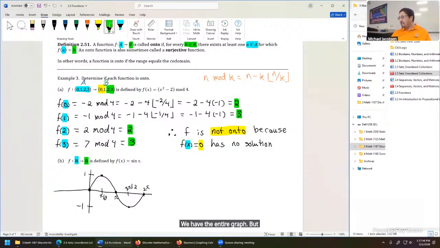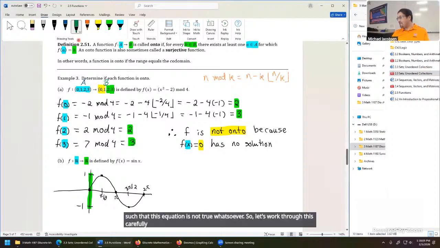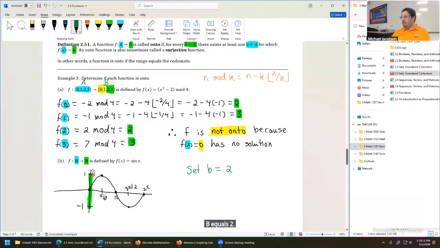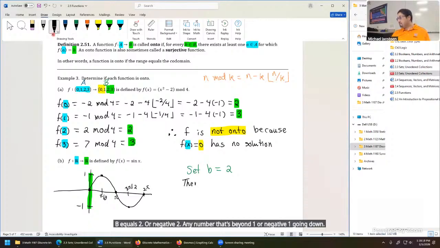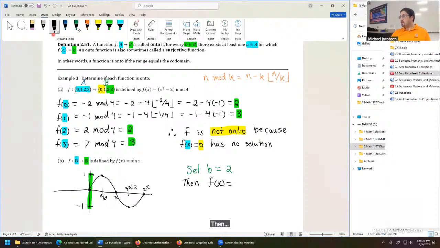But notice the values that we actually take. It goes from -1 to +1. In other words, if we say the codomain is R, we can absolutely find an element B in that codomain R such that this equation is not true whatsoever. So let's work through this carefully. Let's say B equals 2 or -2, any number that's beyond 1 or -1 going down. Then f of x equals 2 would imply sine x equals 2. But that's a problem.